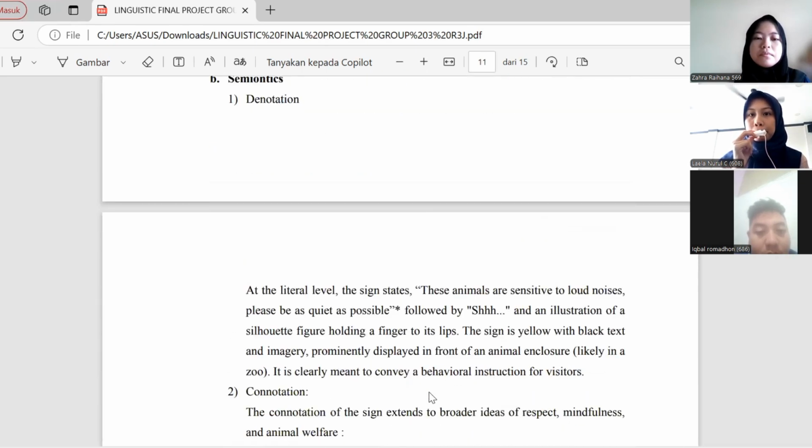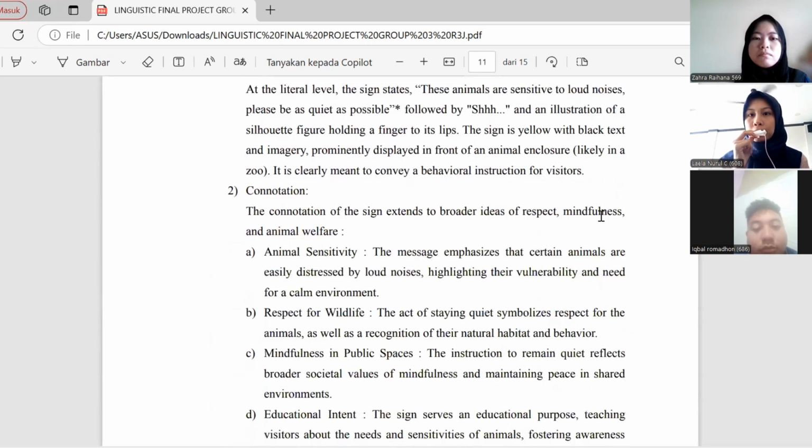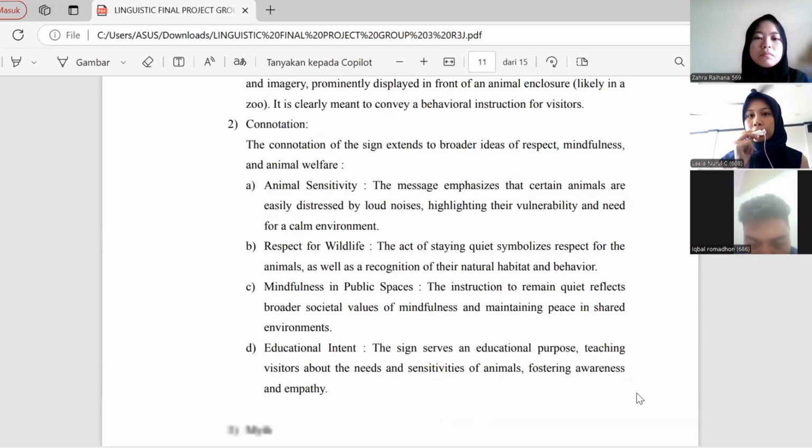First, denotations. At the literal level, the sign states, these animals are sensitive to loud noises, please be as quiet as possible, followed by shh and an illustration of a silhouette figure holding a finger to its lips. The sign is yellow with black text and imagery, prominently displayed in front of an animal enclosure, likely in a zoo. It is clearly meant to convey a behavior instruction for visitors. Second, connotation. A. Animal sensitivity. The message emphasizes that certain animals are easily distressed by loud noises.